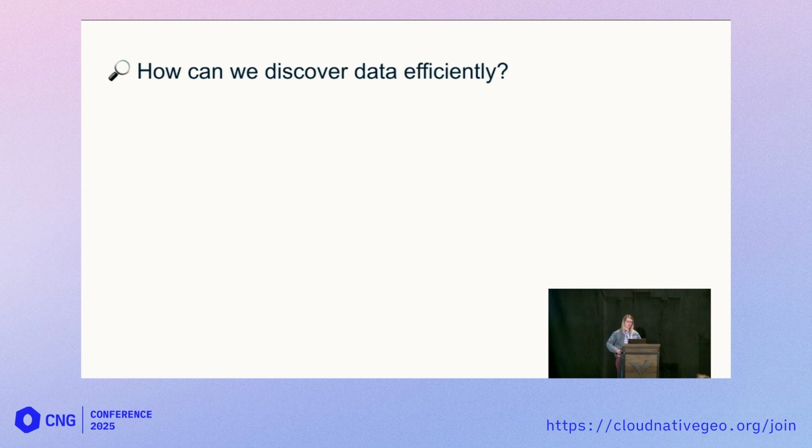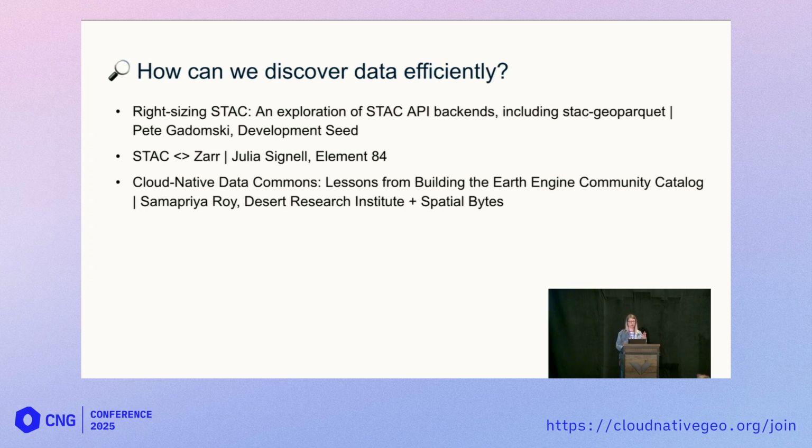Starting with how we can discover data efficiently, because as this data scales, so will the metadata, and the metadata plays a key part in discovering and using this data. We'll also hear about how the metadata and the data actually cross over and interplay a lot. We'll hear about how different types of STAC infrastructures can address the challenge of scaling your metadata. We'll hear about how different formats like Zarr and STAC both complement and differentiate from each other. And we'll also hear about lessons learned from building a data commons.